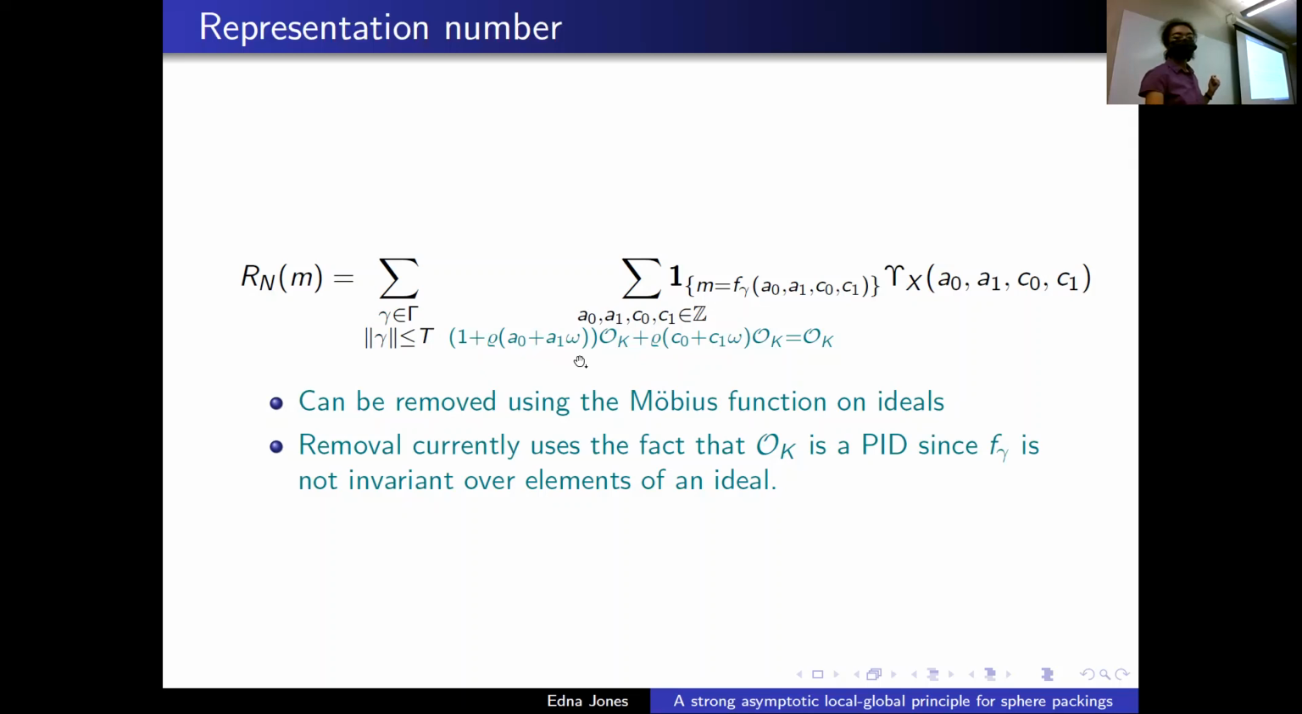So here we have the coprimality condition. It can be removed by using the Mobius function on ideals. However, currently, in order to remove this condition, we need to use the fact that our ring of integers is a principal ideal domain, since our quadratic polynomial is not invariant over ideals.